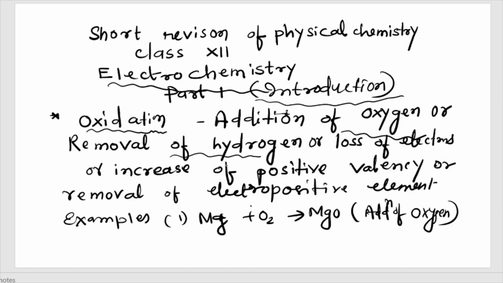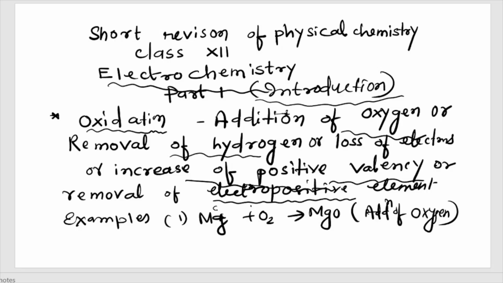And loss of electron: in terms of electron, it should lose electron. And increase of positive valency, and you can check the valency that increases, +2 changes to +3, +1 changes to +2, like this. Or removal of electropositive element. What are the electropositive elements? First group elements, second group elements, they are called electropositive elements because by losing electrons they change to +2.